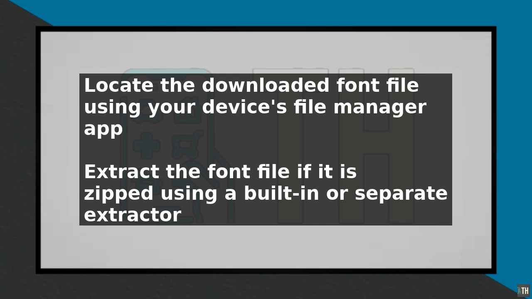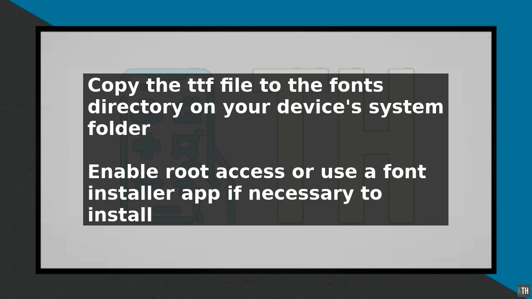If you do not want to root your device or use a font installer app, you can also install fonts through the Settings menu on some Android devices. To do this, go to the Settings menu and select the Display or Personalization option. Look for a Font Style or Font Manager option and select it. You can then browse to the location of the font file and select it to install.